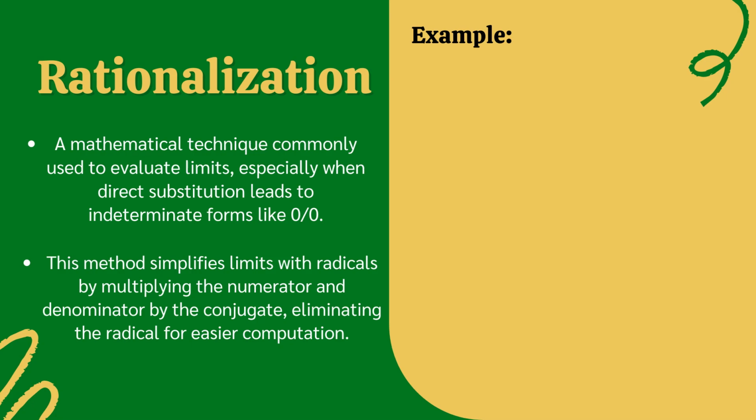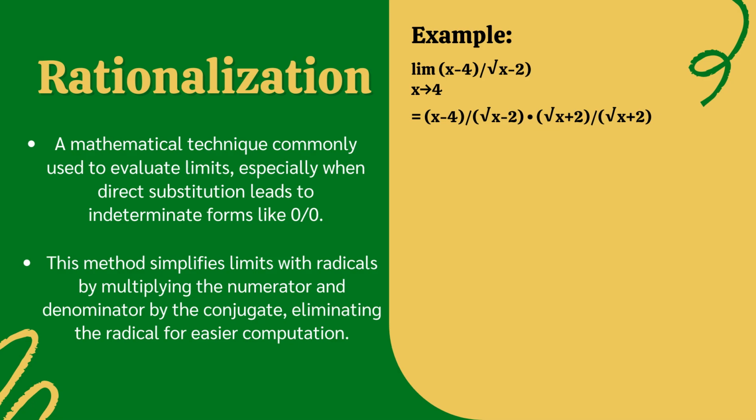Here we have the limit of x minus 4 over square root of x minus 2 as x approaches 4. To solve this, we multiply by the conjugate of the denominator, square root of x minus 2, multiplying both the numerator and denominator by square root of x plus 2.